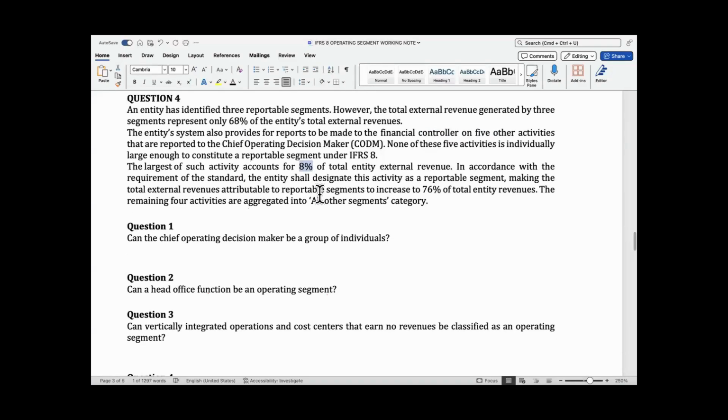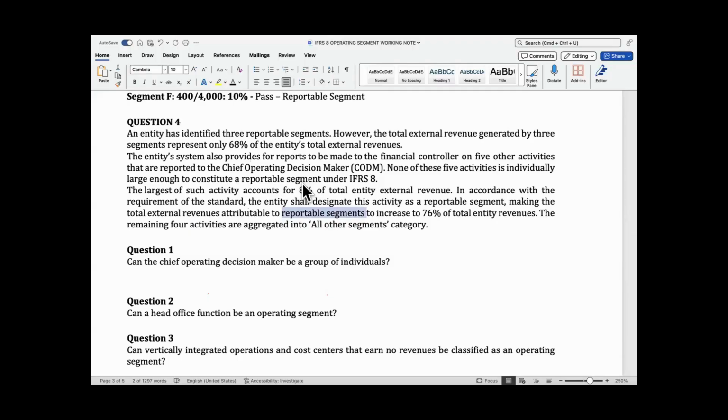So what I was explaining is that based on this standard, we are going to designate this particular segment that has 8%. When you compare its revenue to the total revenue, we are going to make it a reportable segment. So the total revenue of the entire reportable segments will then increase from 68%. By the time you add 8%, it goes all the way up to 76%. That means it has already crossed the 75% threshold.